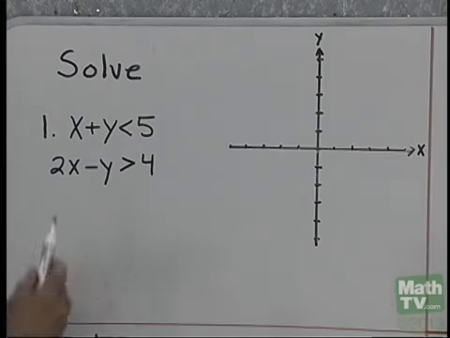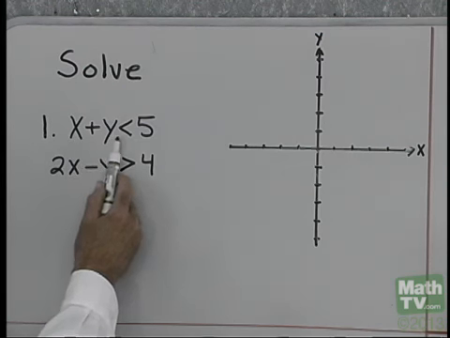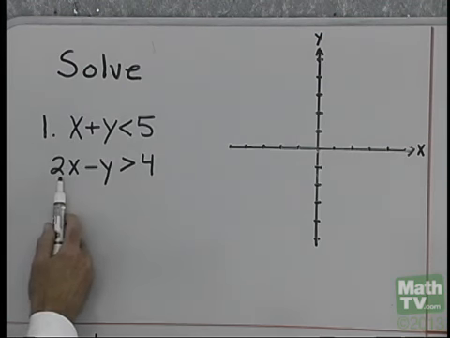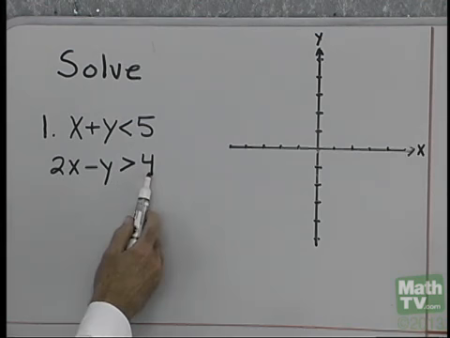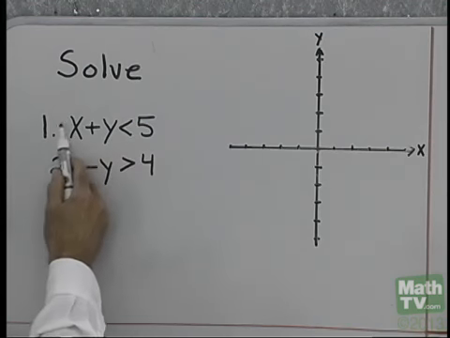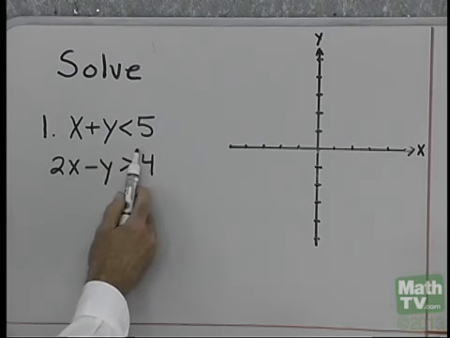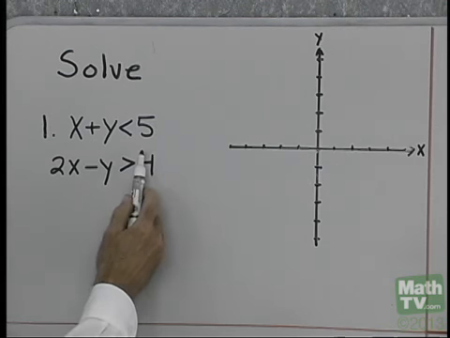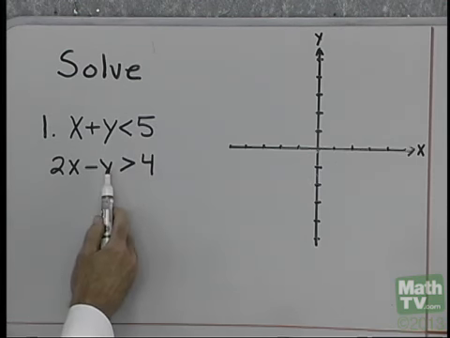We have two inequalities. The first one is x plus y is less than 5. The second one is 2x minus y is greater than 4. So we know that this is going to be a section of the coordinate plane. This is going to be a section of the coordinate plane. We'll graph each of them separately and then look at where their graphs intersect.